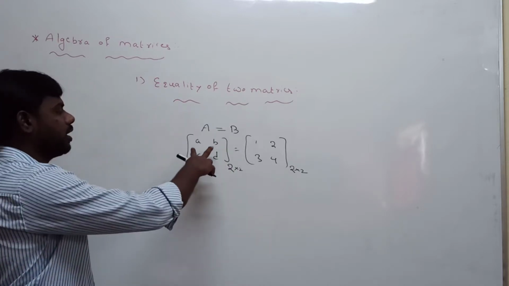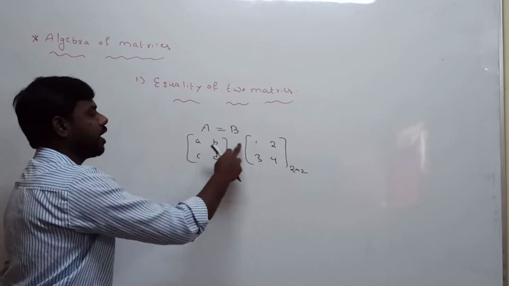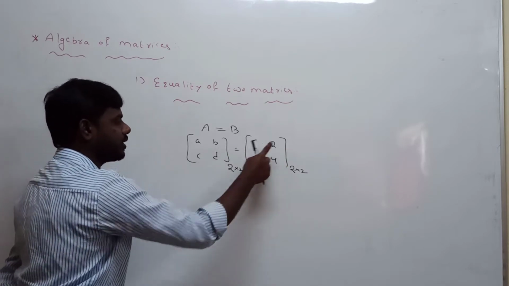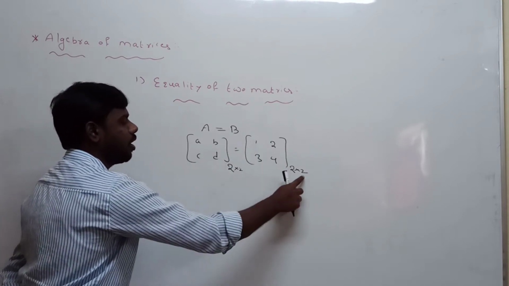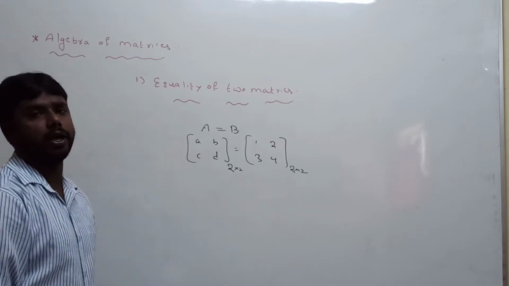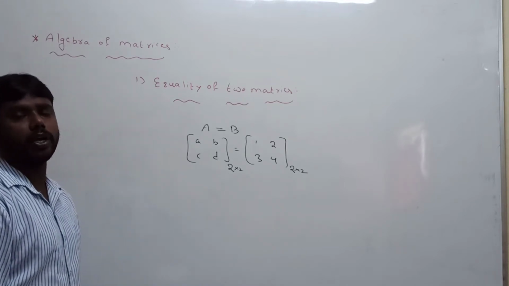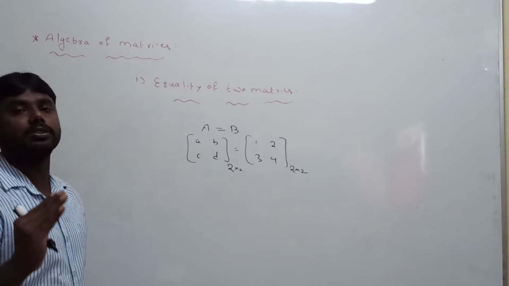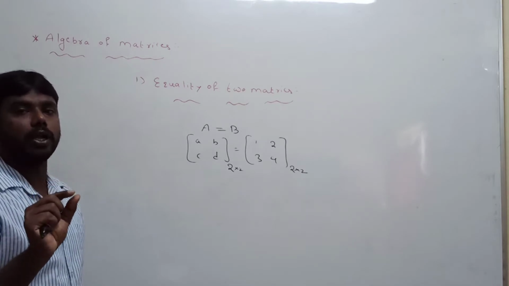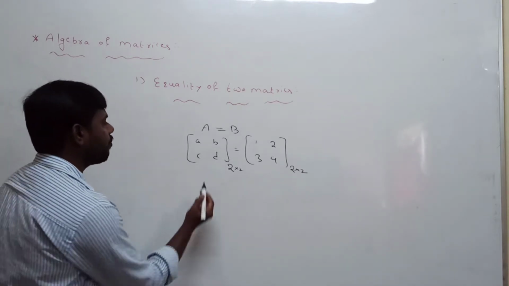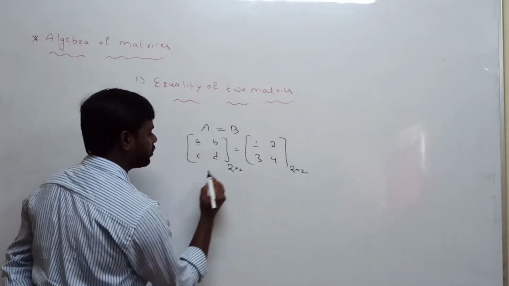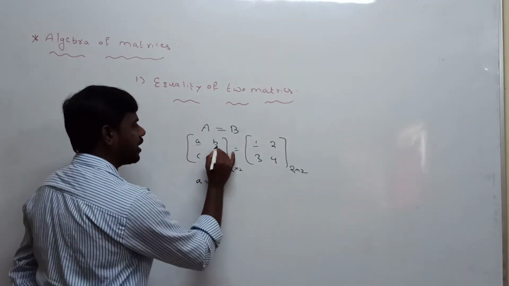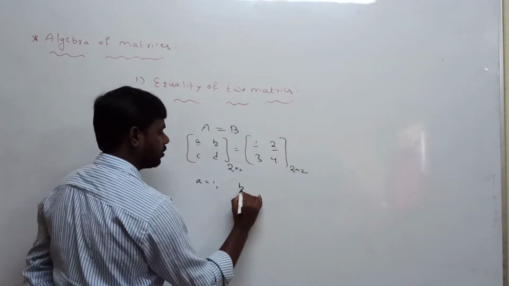Then both the matrices have the same order. Here both the matrices have the same order. The second point is that corresponding elements are equal. Corresponding elements are equal means the first element is equal to the first element. So A is equal to 1. Next, B is equal to 2.